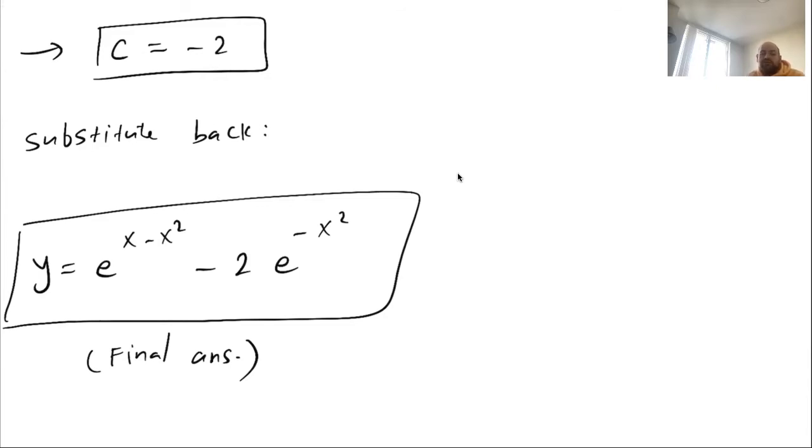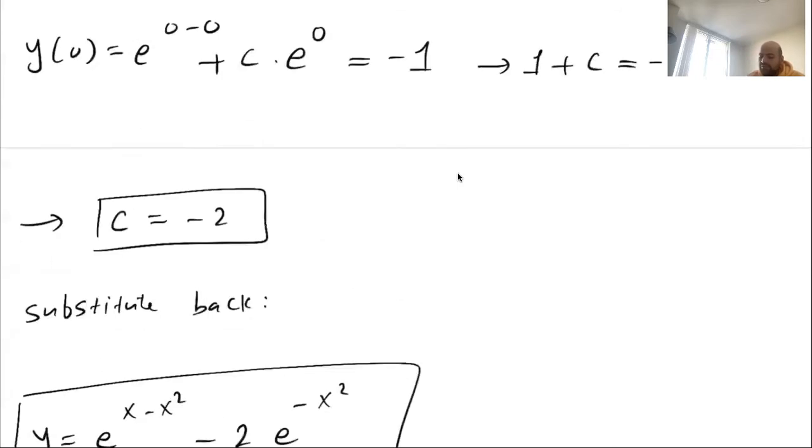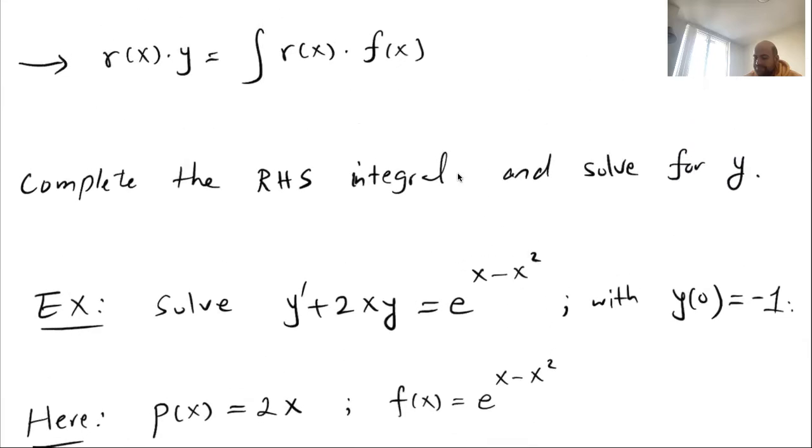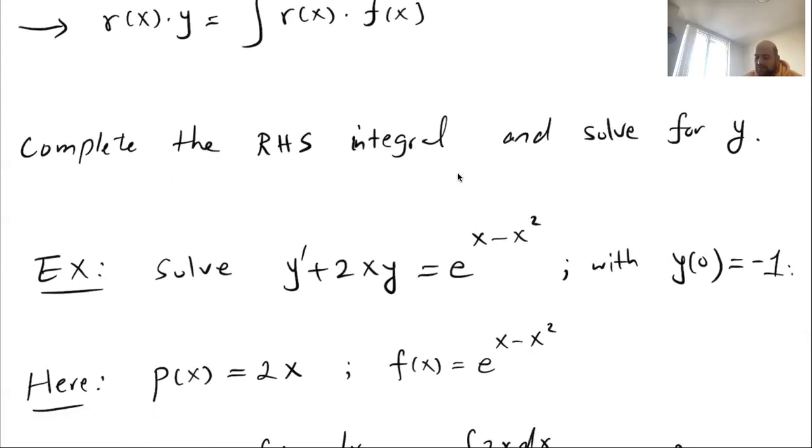Of course, if you want to be sure that your calculation was correct, you can verify your solution. First of all, you know that your solution must satisfy the equation. So you can find y prime and then find y prime plus 2x times y, do the calculation and see whether you get e to power x minus x squared.